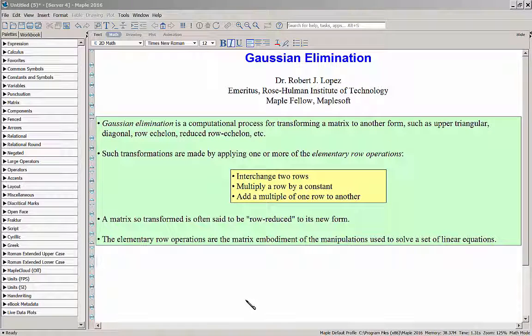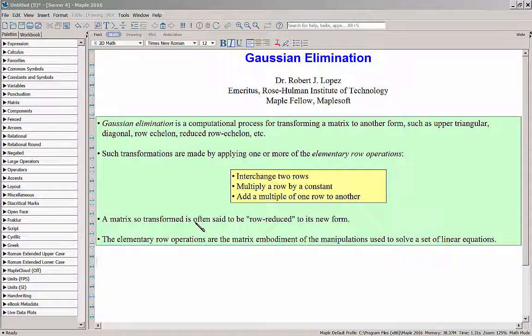Gaussian elimination is a computational process for transforming a matrix from one form to another. And the new form could be upper triangular, it could be diagonal, row echelon, reduced row echelon, and so forth. The transformations are made by applying one or more of the elementary row operations. These are the elementary row operations: interchange two rows, multiply a row by a constant, add a multiple of one row to another row.